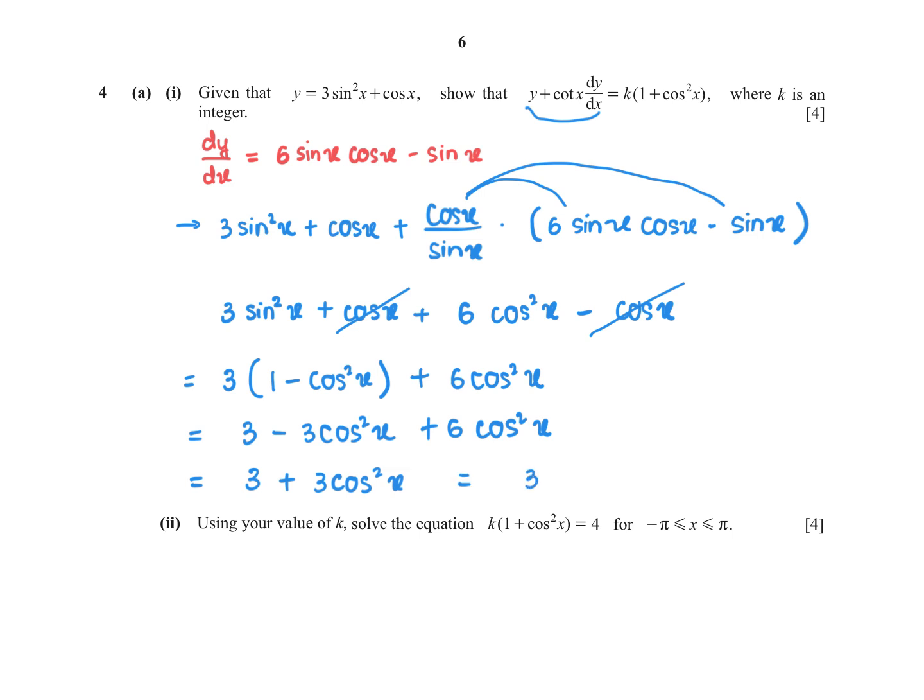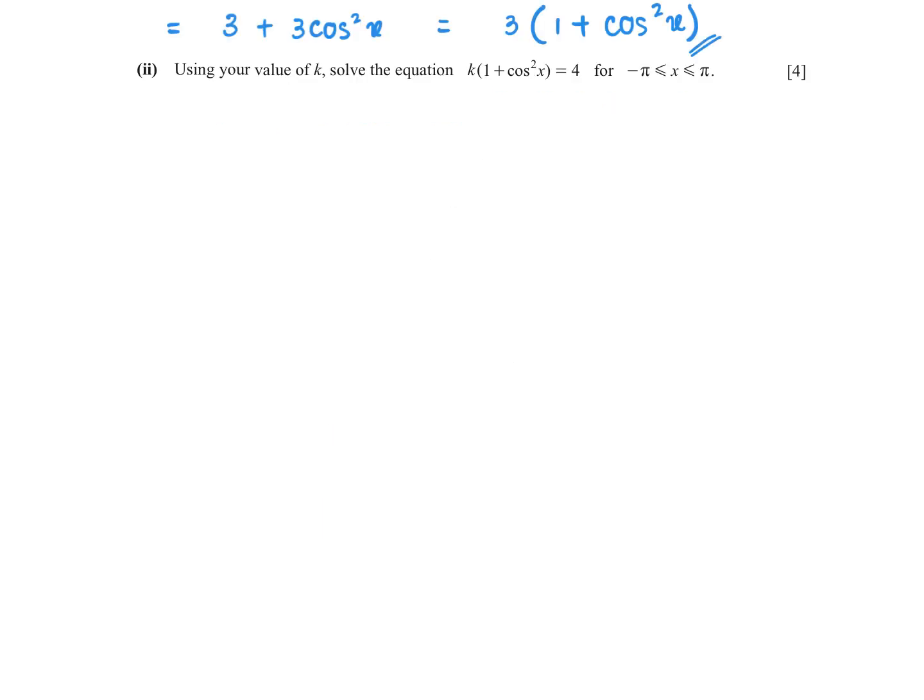Factorize the 3: 1 plus cos squared x. And you see that this form is now following the question, where k is equal to 3. Using k is 3, the equation now becomes 3 times (1 plus cos squared x) is equal to 4 for the domain from negative pi until pi.